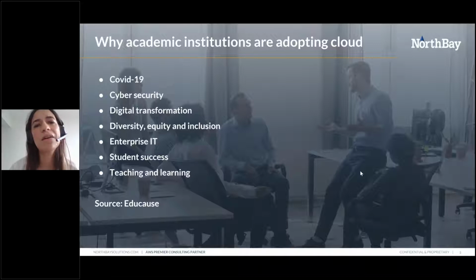So besides COVID-19, another reason why universities are adopting cloud is cybersecurity. And these days, much of the learning is taking place online. So because of this, academic institutions and research centers are increasingly vulnerable to cyber attacks. A 388% growth of successful ransomware attacks in the education sector was reported in the third quarter compared to the second quarter last year in 2020.